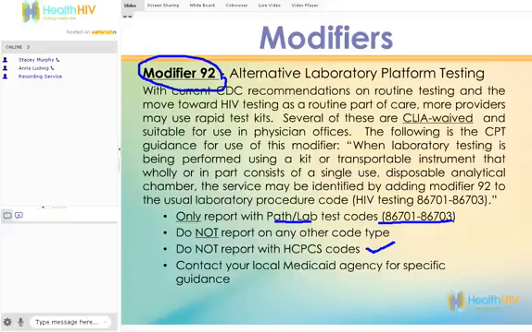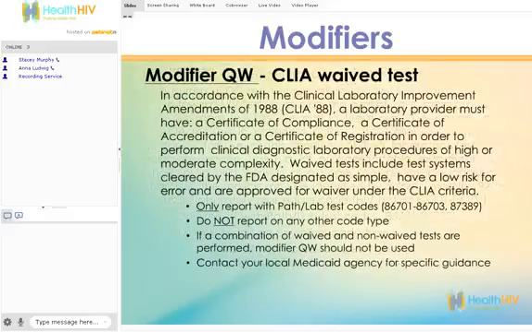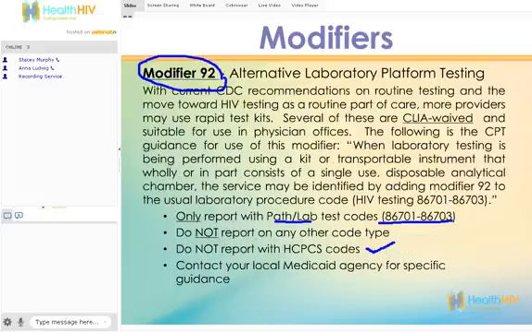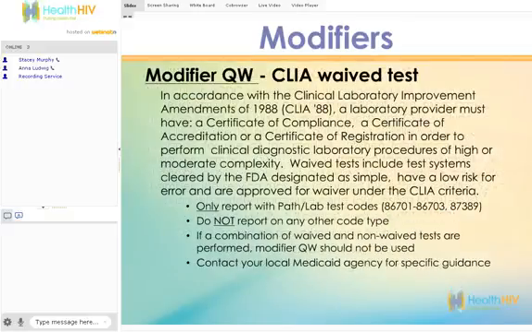So again, we're just going over the coding guidelines. The payer guidelines is what determines how you're going to be reimbursed. The second modifier also describes CLIA waived tests. This is modifier QW. This modifier is commonly used, but again, depending on what state you're in, your payer may tell you to use modifier 92. So both the modifiers basically mean the same thing. It's just depending on what state you're located in that will determine how you're going to report the modifier.